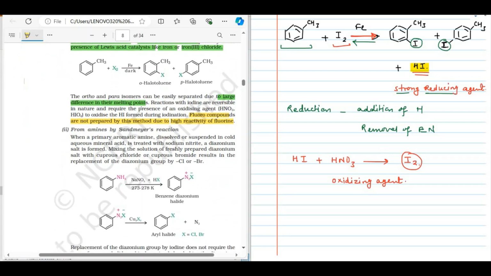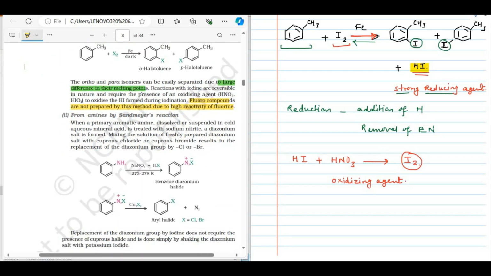Now come to the next method. The preparation of haloarene from amine by Sandmeyer reaction. When a primary aromatic amine dissolved or suspended in cold aqueous mineral acid is treated with sodium nitrite, a diazonium salt is formed. Mixing the solution of freshly prepared diazonium salt with cuprous chloride or cuprous bromide results in the replacement of diazonium group by Cl or Br.